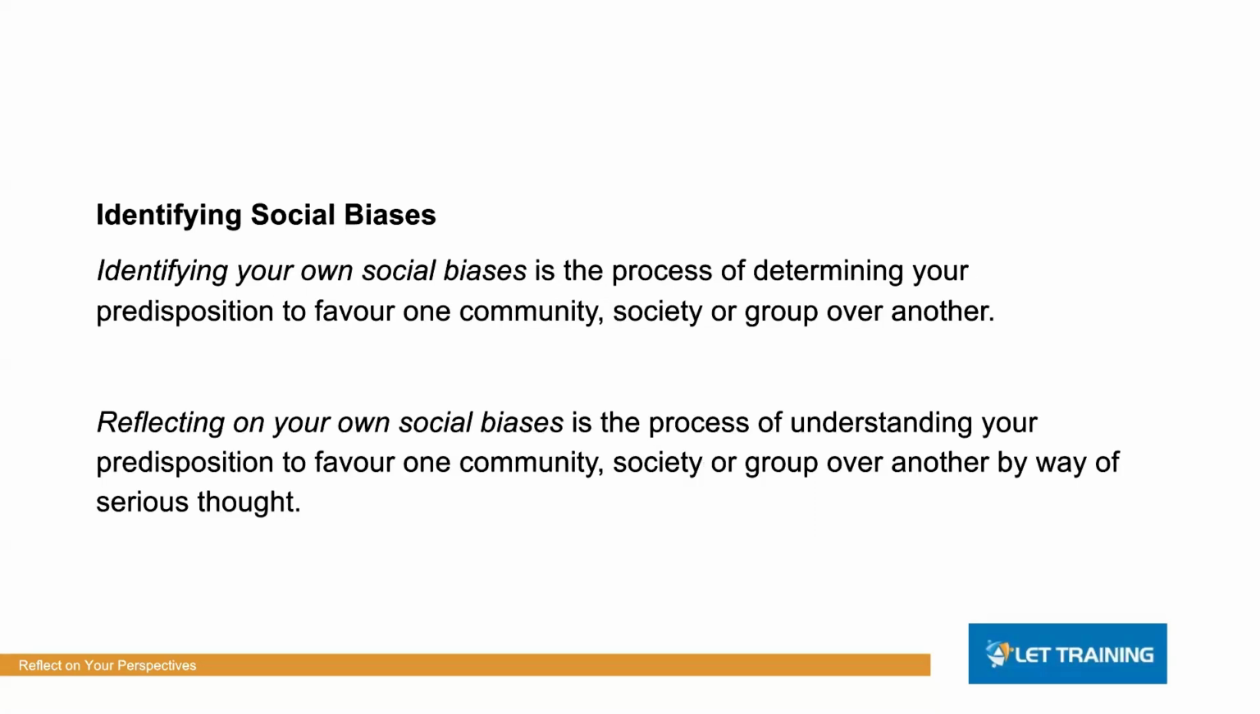So identifying social biases is the process of determining your predisposition to favour one community, society, group over another. Some tips for identifying social biases are determine which society or community you have high and low regard for. Compare your community with other communities. Be aware of your emotions about different communities. Try to put yourself in the position of others. You may see the difference between your and other perspectives. Compare how you and others react to these different communities. So reflecting on your social biases is the process of understanding your predisposition to favour one community, society, or group over another by way of serious thought.